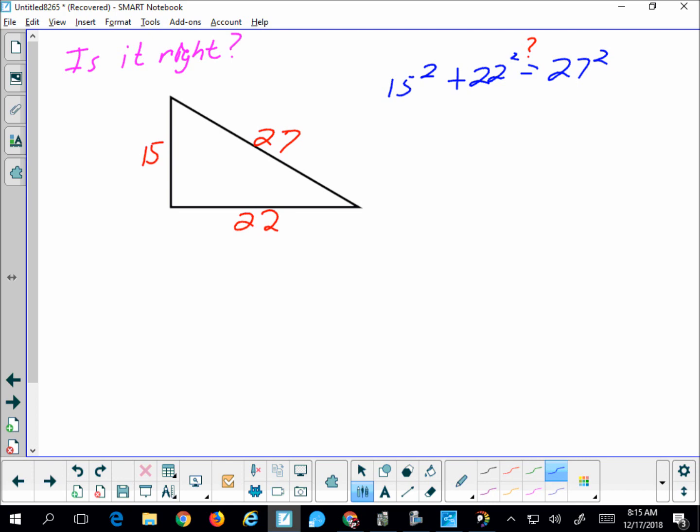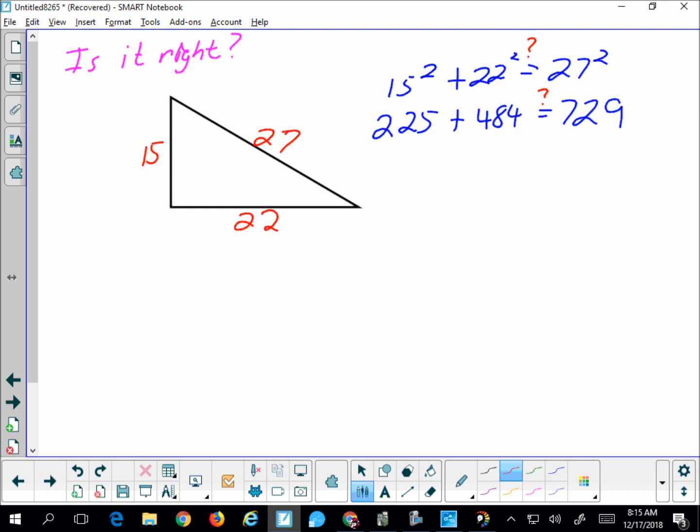So what is 15 squared? 225. And 22 squared? 484. And then this one I honestly don't know. 729. All right, so since we have all three numbers, we can go ahead and square all three numbers.